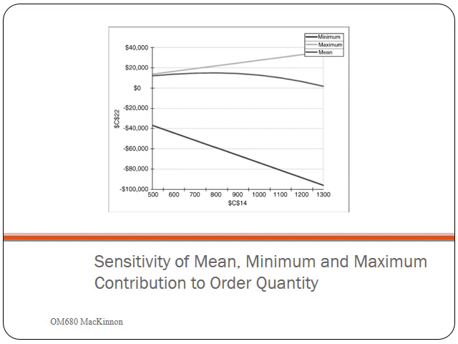Okay, in this slide, what we've done is added the minimum and the maximum values to the mean also in our simulation analysis. And as you can see, the maximum contribution increases pretty linearly with the order quantity, and the minimum contribution decreases linearly. All right. So what that means is that the width between maximum and minimum increases as we increase the order quantity, basically increasing the risk. All right, wider range of values.